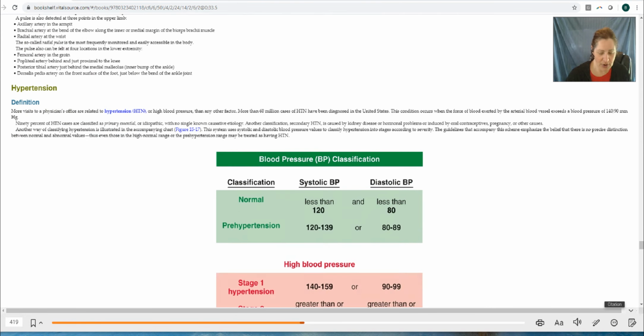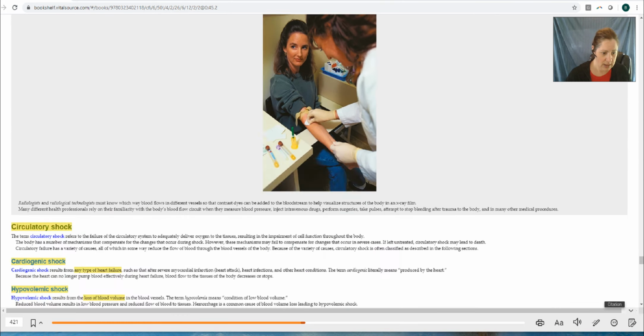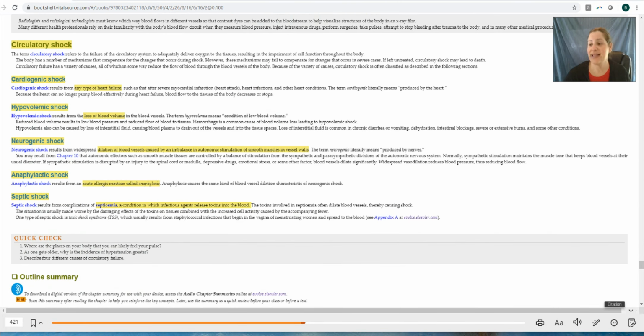Hypertension is high blood pressure. Not a lot. Okay, the last section of this chapter is shock. Circulatory shock just means that the circulatory system is not getting oxygen out to where it goes. Okay, that's a generic term. There are 5 kinds of circulatory shock depending on why the blood can't get to where it's going.